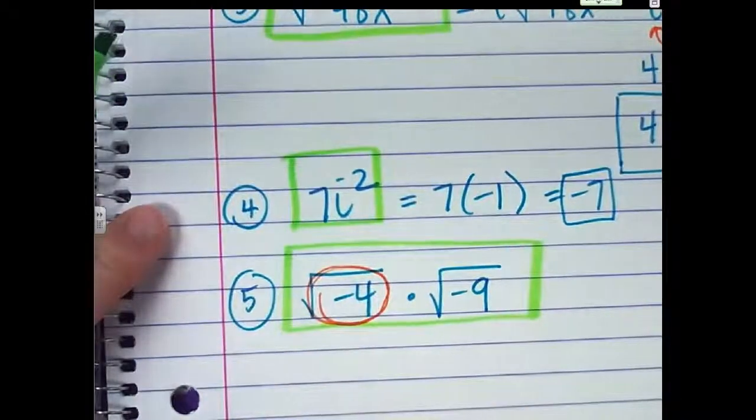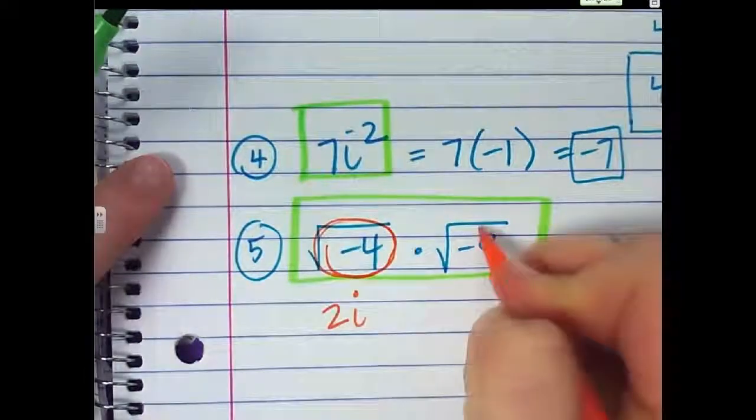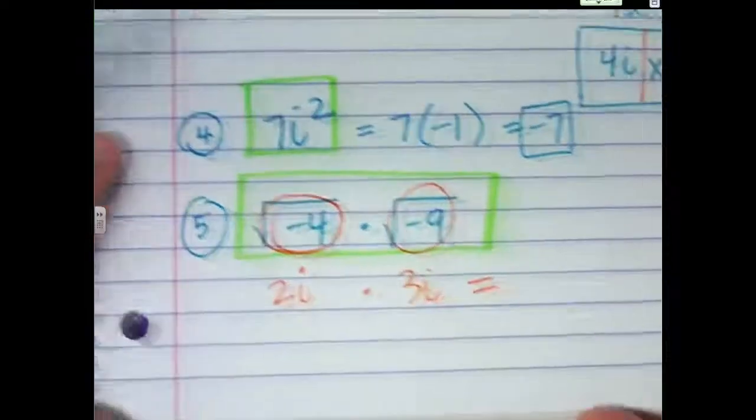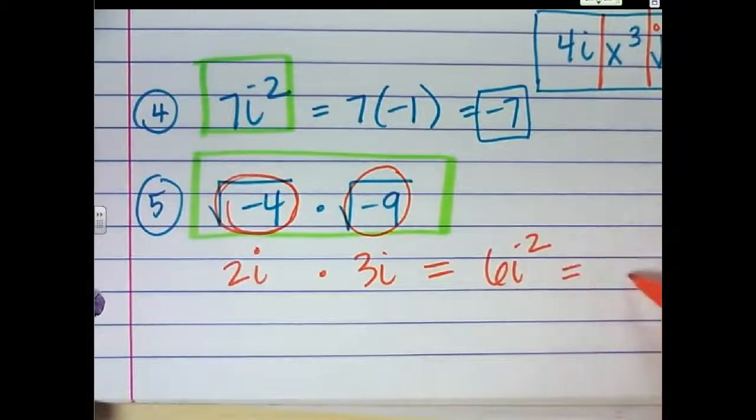So on this, let's go ahead and just simplify this whole thing. What's the square root of negative 4? 2i. And the square root of negative 9? 3i. So if I multiply those, I get 6i squared, which equals negative 6. Did I lose anyone on that?